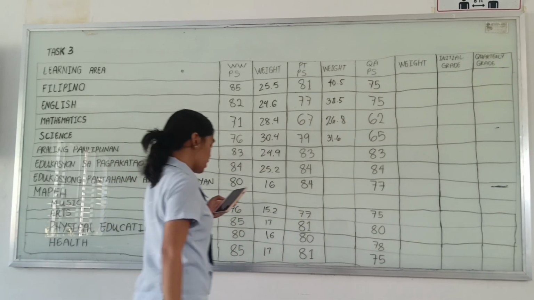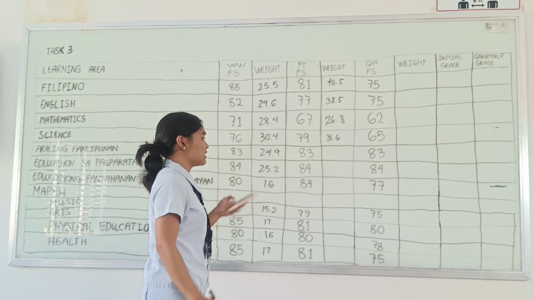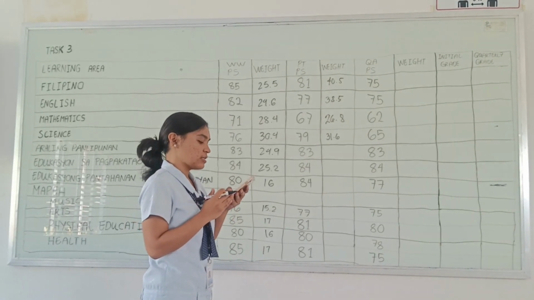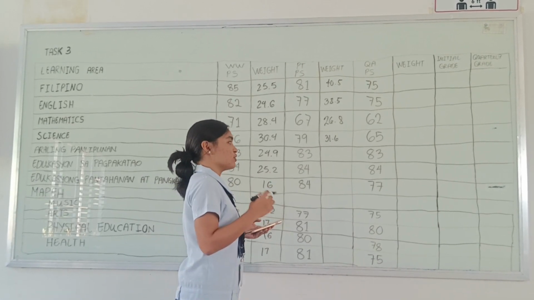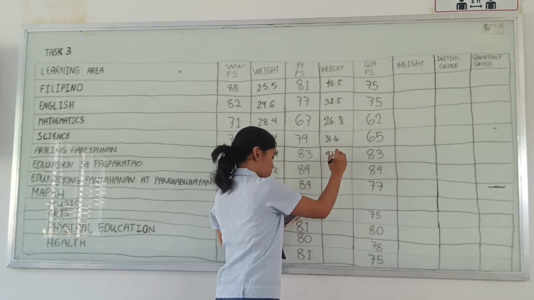Then the next subject is Araling Panlipunan. The partial score is 83, and the weighted score of this subject is 50%. So 83 will be multiplied by 0.50, and it is equal to 41.5.